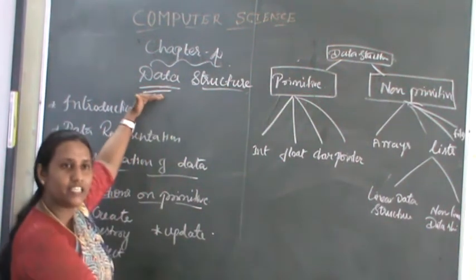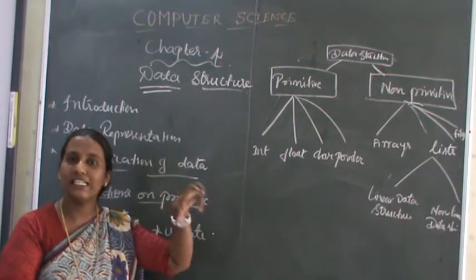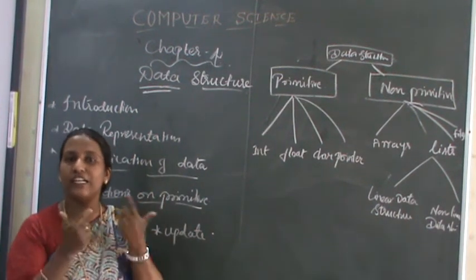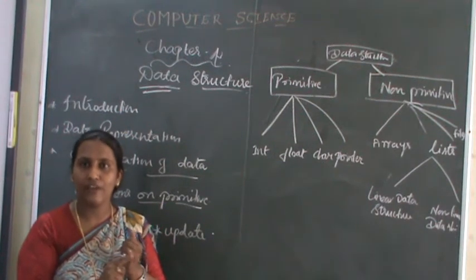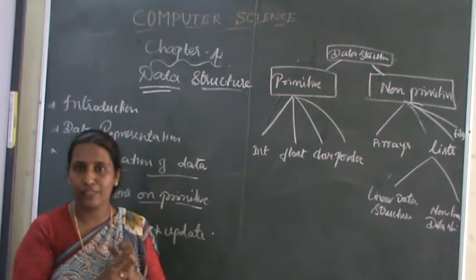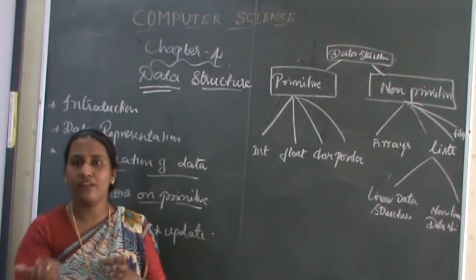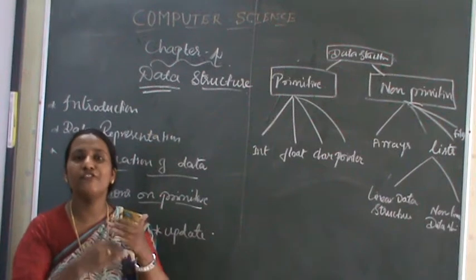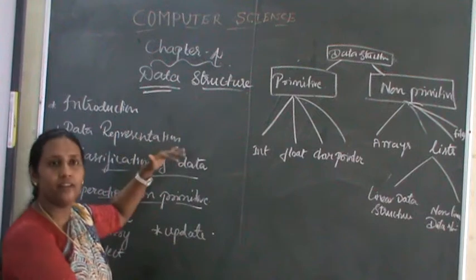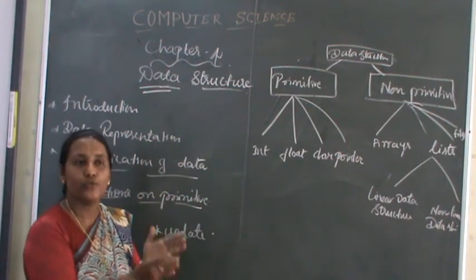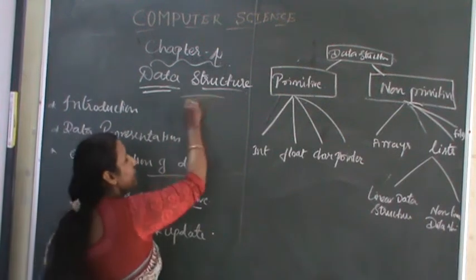Whatever data we are giving, we are not giving only a single type of data. We are giving different types of data. For example, in a student record we have the student name, which is in alphabet form, the student register number, which is in number format, and fees, which will be in decimal format. So we are choosing different forms of data. That data should be processed and stored in a computer. That organizing of the data is done by a structure called data structure.